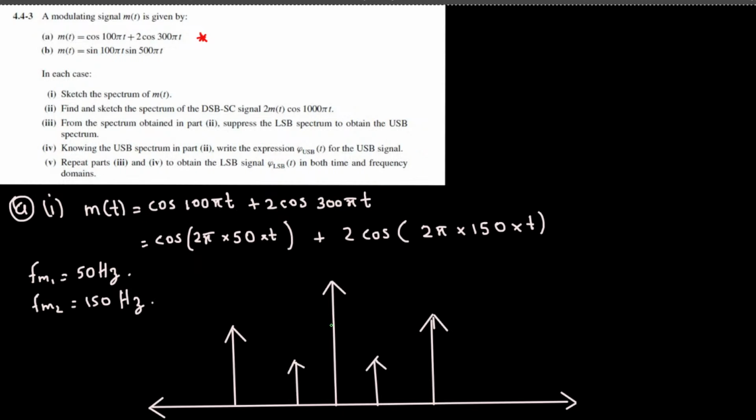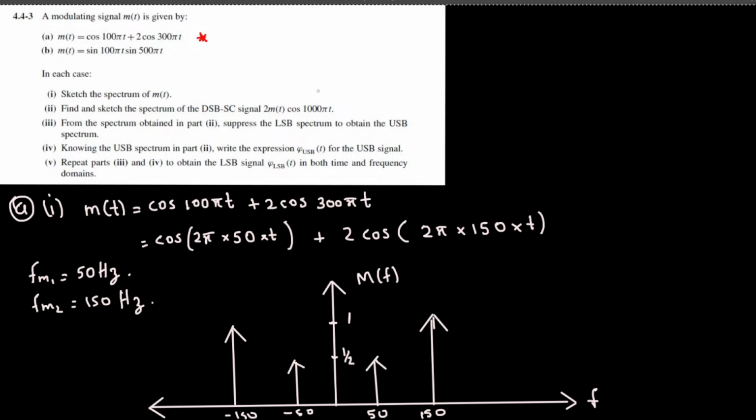From this we can see this side is 1, this is going to be half, this one is minus 50, this one is 150, and this one is minus 150. This is M of f, and this axis is f. That's all you had to know, and that is part 1. Now let's look at part 2.